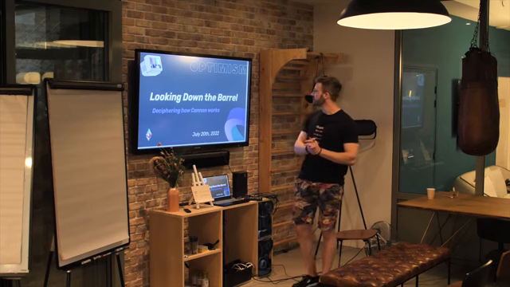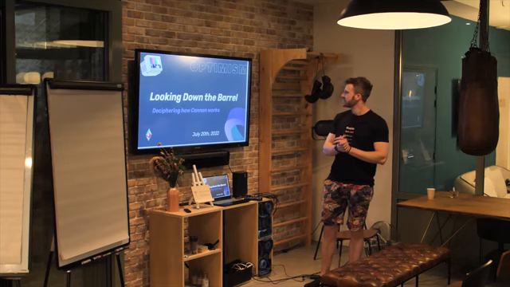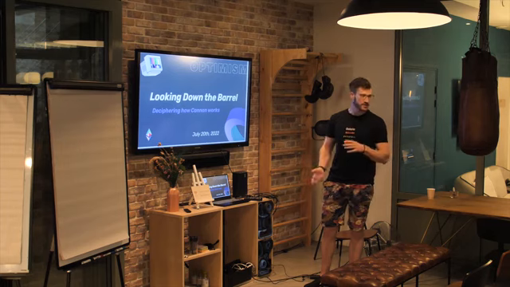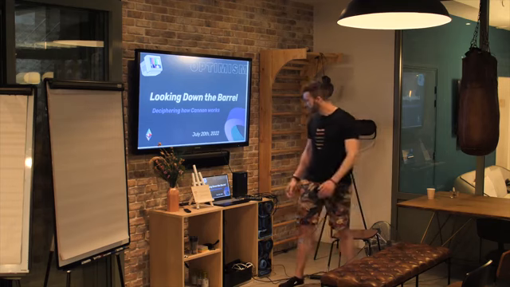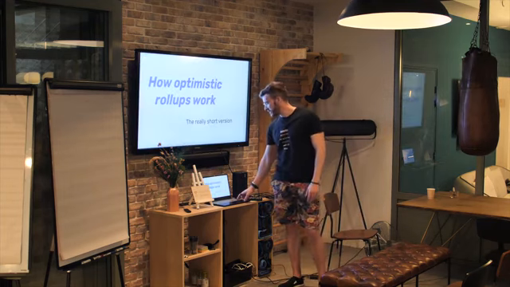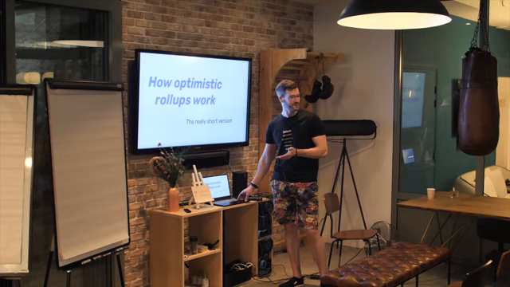So today we're going to be talking about Canon, our fault-proof system. I'm going to walk you through how it works, some of the challenges we have here, and generally the architecture of it. Okay, this I might be able to skip. Does everybody feel confident how an optimistic rollup works?